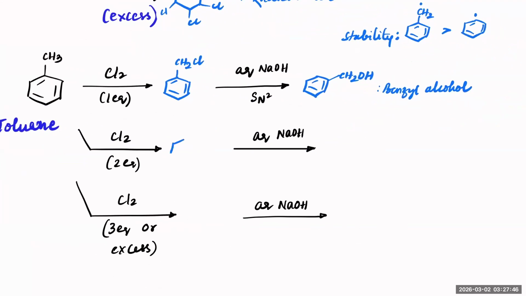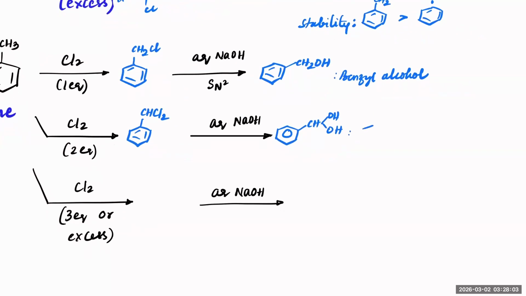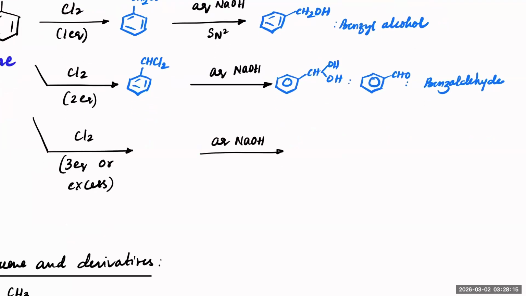Next, Cl2 of two equivalents. If you take two equivalents, you will get CHCl2. And CHCl2 replaces two chlorines here. That way you will get two OH. And two OH groups are unstable on the same carbon, so that makes it into an aldehyde group. So you'll get CHO. So what do we get? Benzaldehyde.